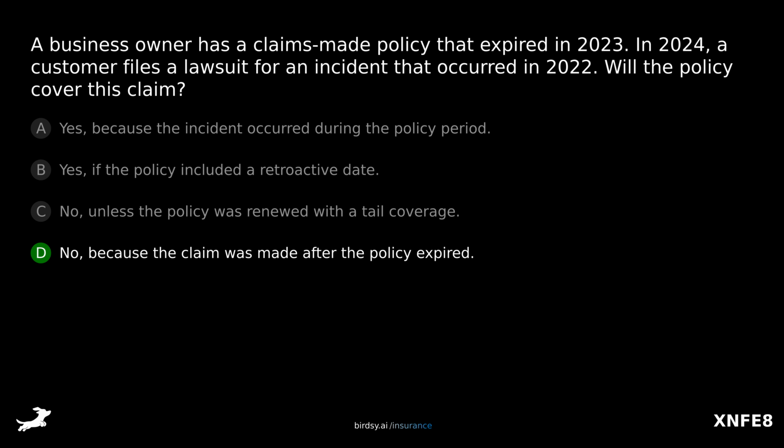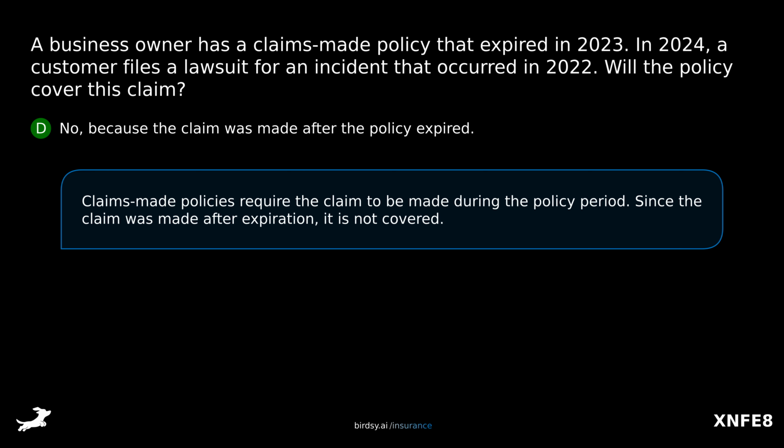The answer is D, no, because the claim was made after the policy expired. Claims-made policies require the claim to be made during the policy period. Since the claim was made after expiration, it is not covered.